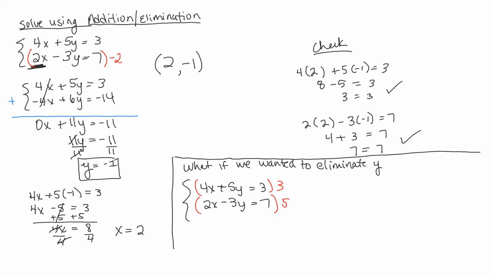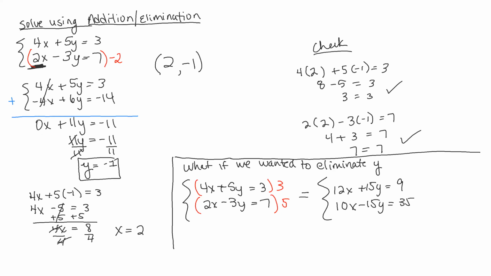I would just multiply it by 5. So the first equation would become 12x plus 15y equals 9. The second equation would become 10x minus 15y equals 35. And that's how you would manipulate the equation. So now if you add these two equations, the 15s would cancel.